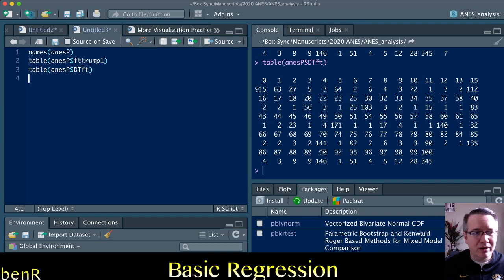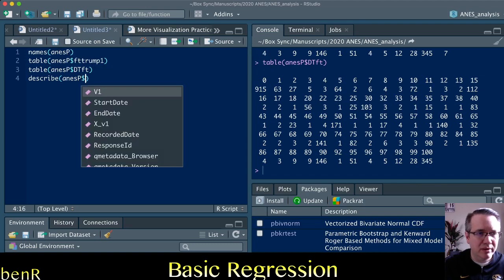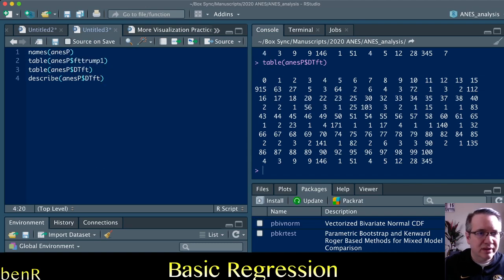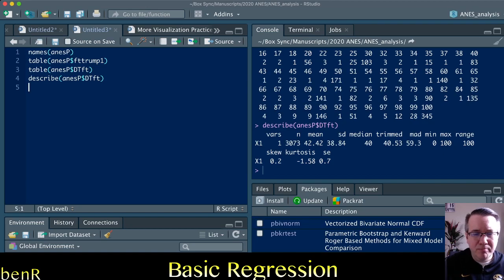Okay, then we can also describe, and I use the describe function to get the mean. So the average rating is 42.4 with a standard deviation of 38. You can see there are 3,073 respondents here. We can also look at that variable with a histogram, anesP Donald Trump feeling thermometer.